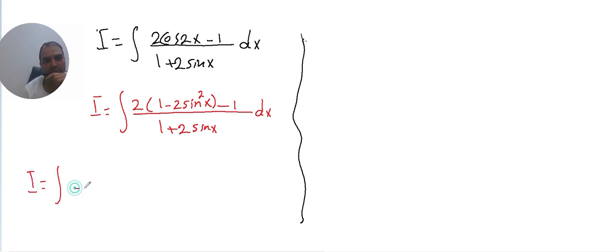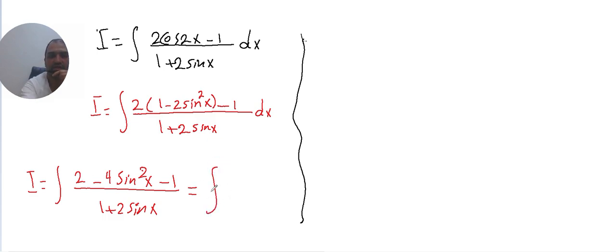You can write with me here: 2 product by 1 equal 2, and 2 times 2 equal 4 sine power 2x, minus 1 over 1 plus 2 sine x. Okay, you can write the answer here, 2 minus 1 equal 1. So the integration here, you can write integration of all the number here about the x, equivalent to 2 minus 1 equal 1, subtracted by 4 sine power 2x over 1 plus 2 sine x dx.